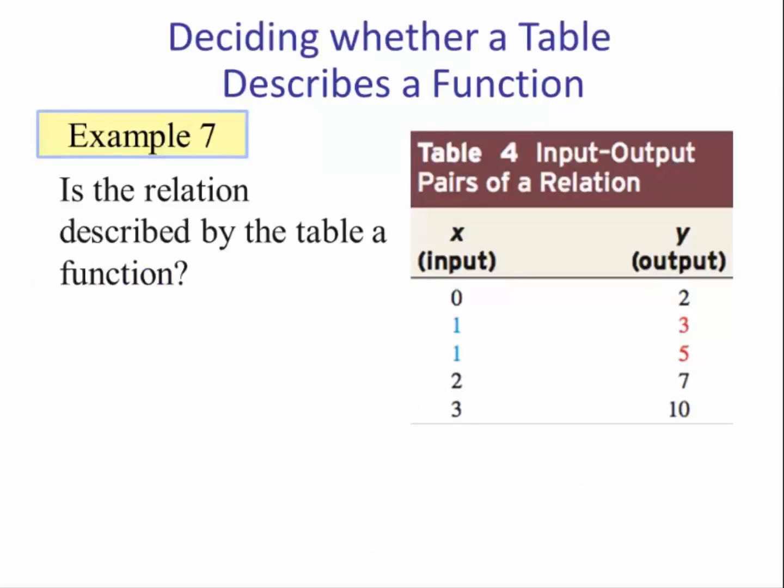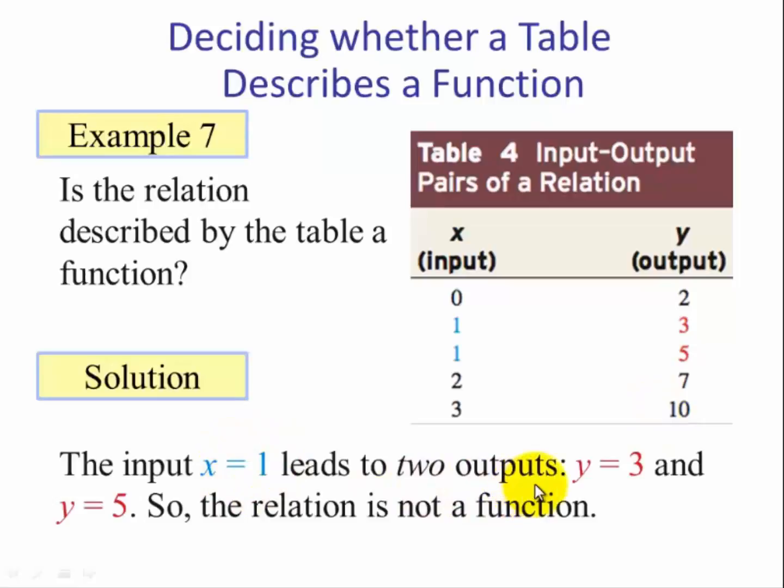Example 7. Is the relation described in the table a function? So we have 0 goes to 2, we have 1 goes to 3, 1 goes to 5, 2 goes to 7, 3 goes to 10. When x equals 1, we have two outputs, y equals 3 and y equals 5. This is not a function.